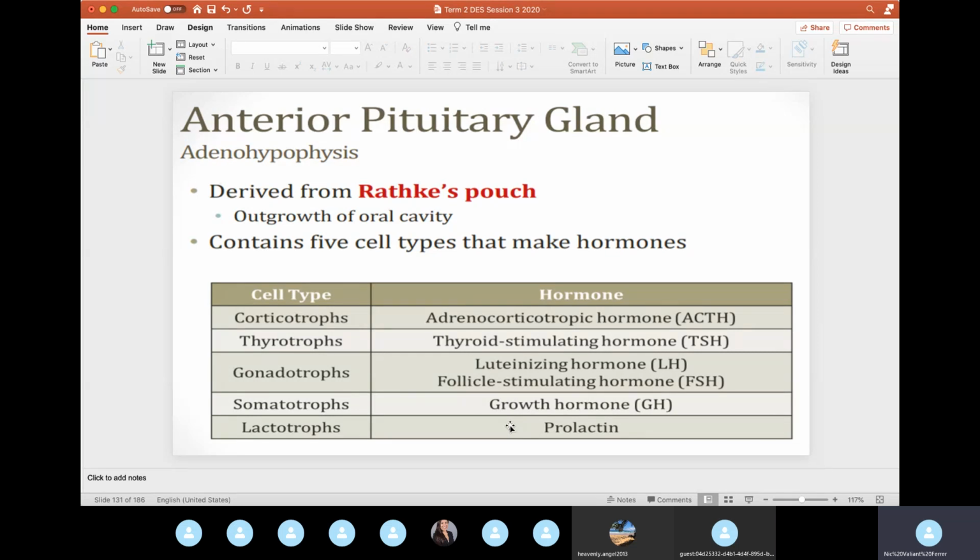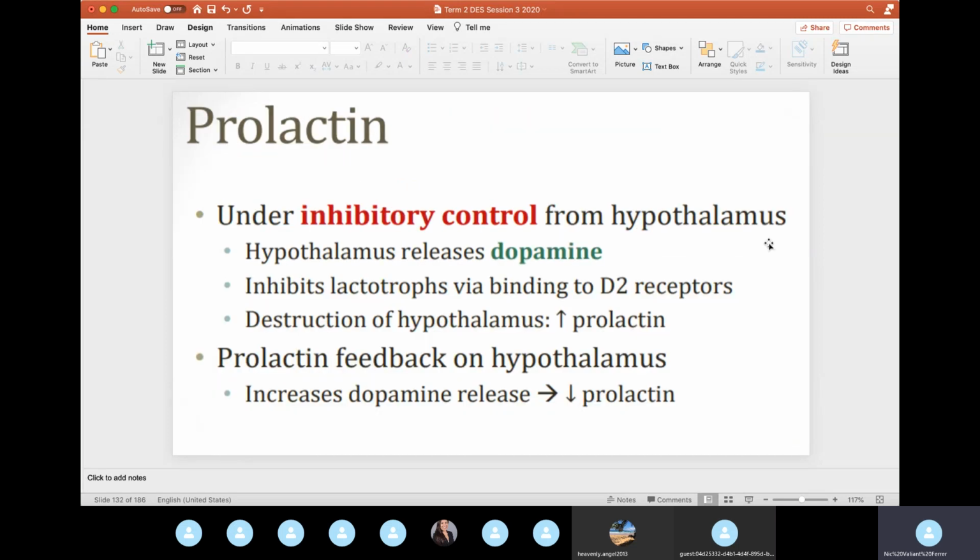How about TSH? TSH goes to where? Thyroid gland to increase production of T3 and T4. You have the gonadotropes, your GnRH, right, from the hypothalamus to increase production of your LH and FSH. You have the growth hormone, and then you have the prolactin. So prolactin is high yield, okay?